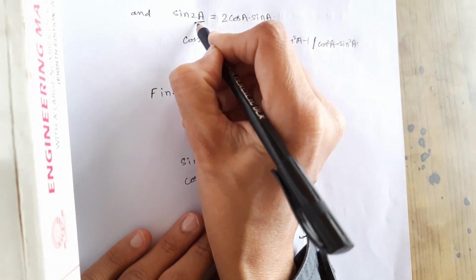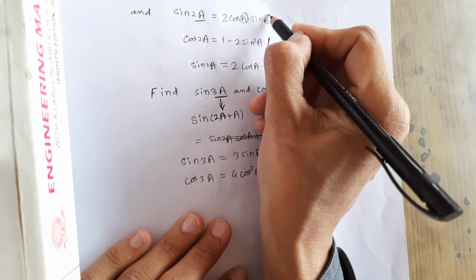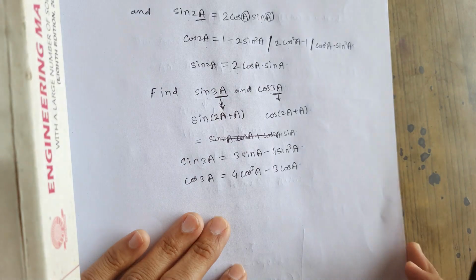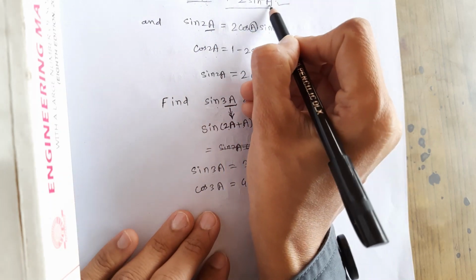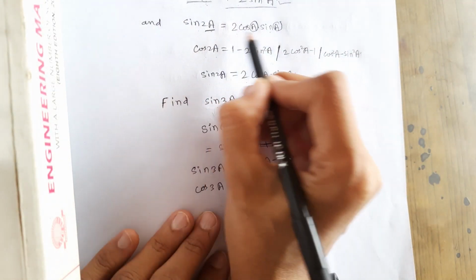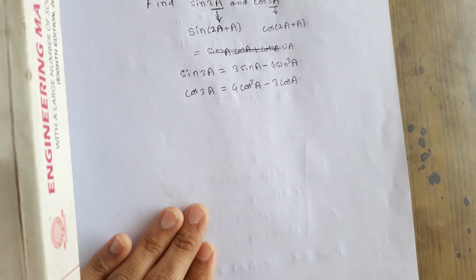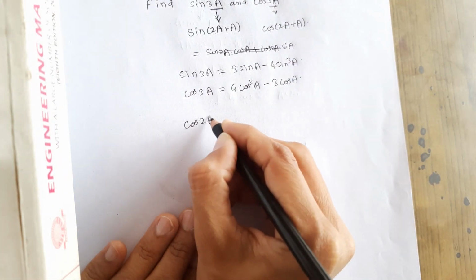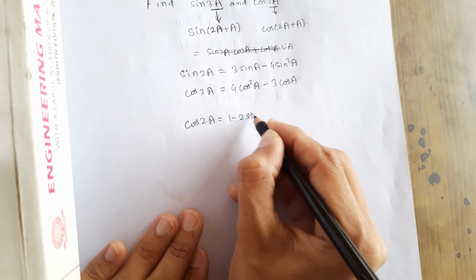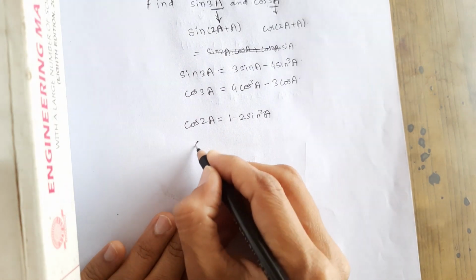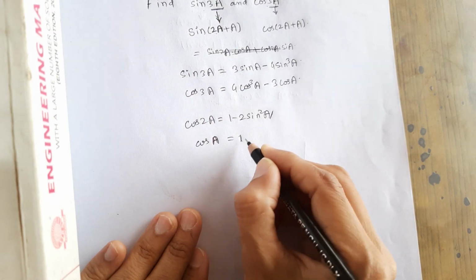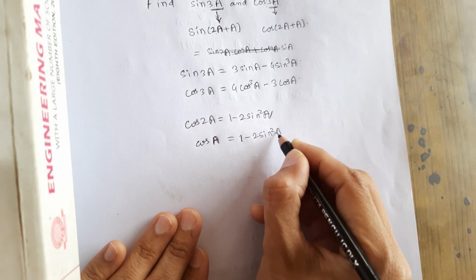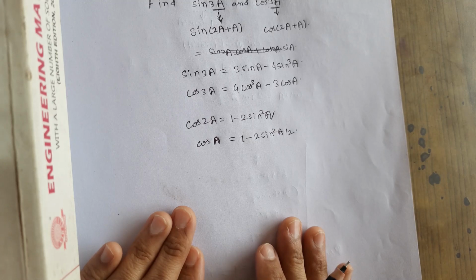Why are they called multiple angle formulas? Because here you have 3a and on this side you only have a. So if I want to write this formula for a, I need to halve the RHS. In the same way, since I have cos 2a equals 1 minus 2 sin square a, if I want to write the same formula for cos a, I need to halve this angle. So 1 minus 2 sin square a by 2. Are you getting me? I hope you are getting it.